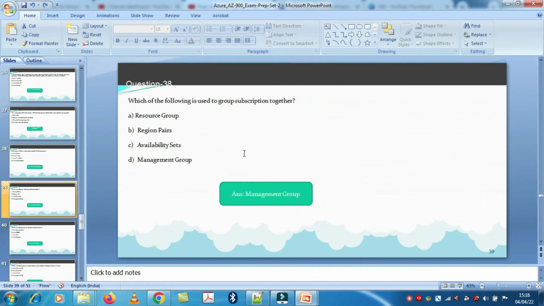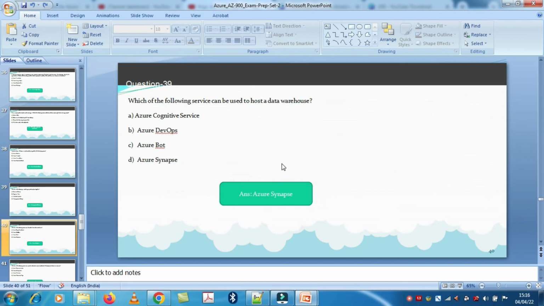This is question number 38. Which of the following is used to group subscriptions together? That is management group only. Now moving to the next question, that is which of the following services can be used to host a data warehouse? Host a data warehouse.